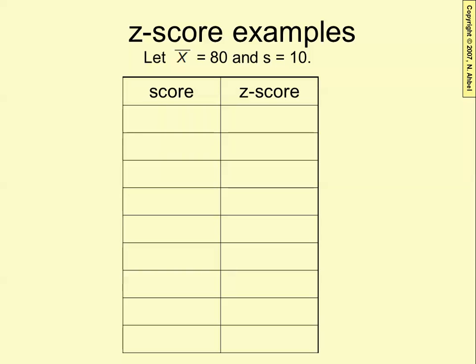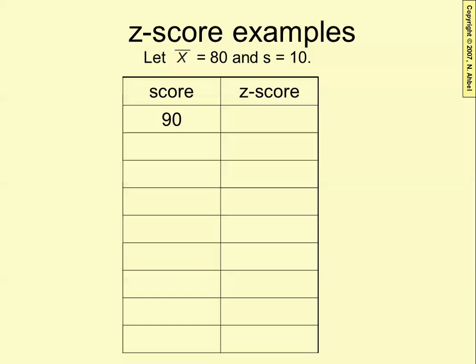For the following table, let's use x bar is 80 and s is equal to 10. I'll give one value in each row, and then you might want to pause and use it as a little quiz to see if you can see what the other value is in that row.